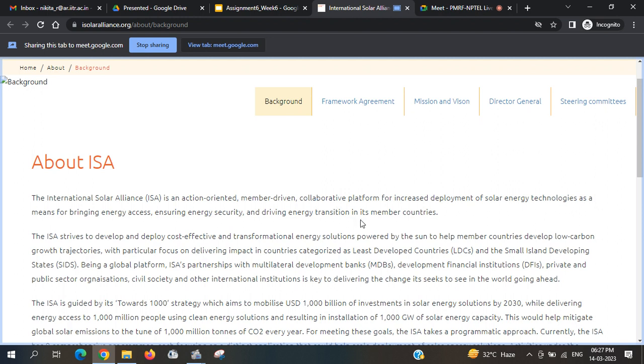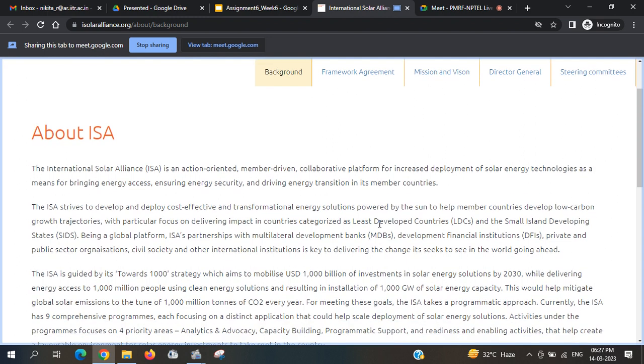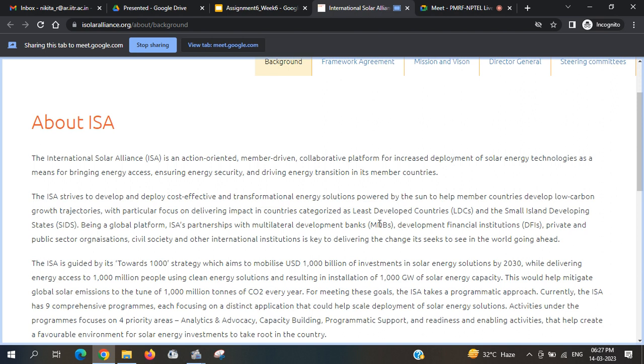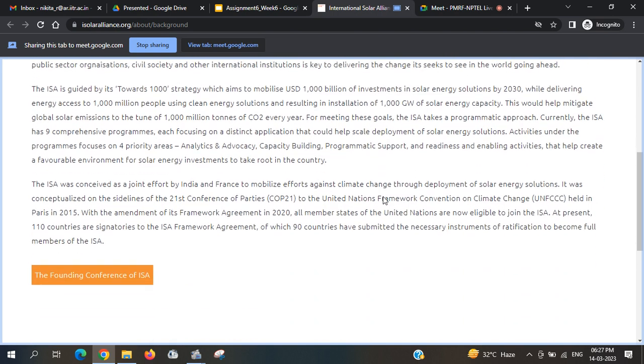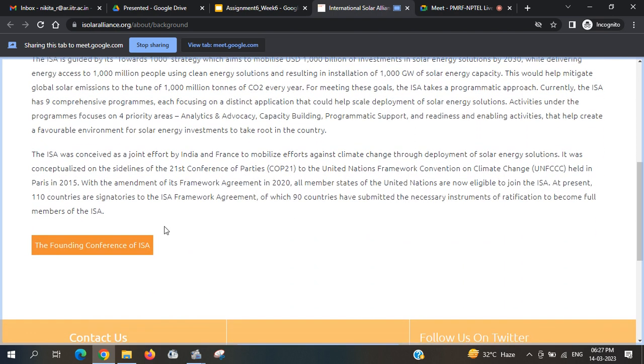So this is the International Solar Alliance, which is basically an action-oriented and member-driven collaborative platform. It is meant for increased deployment of solar energy technologies as a means for bringing energy access, ensuring energy security, and driving energy transition in all its member countries. India is one of its member countries, as I just showed you.